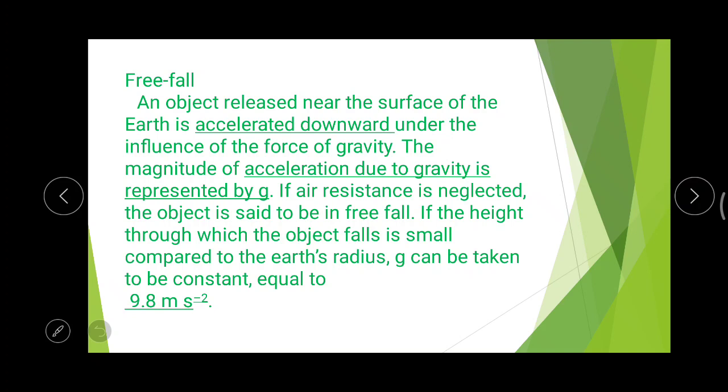So if the height through which the object falls is small compared to the Earth's radius, g can be taken to be a constant, and its value is 9.8 meter per second square. That means if the height is lesser than the radius, then the acceleration value will be 9.8 meter second raised to minus 2. Okay.